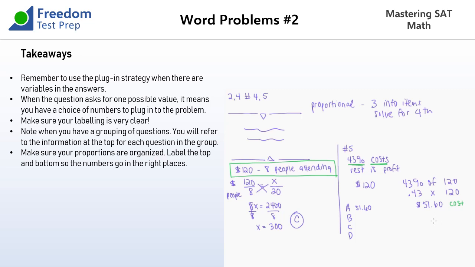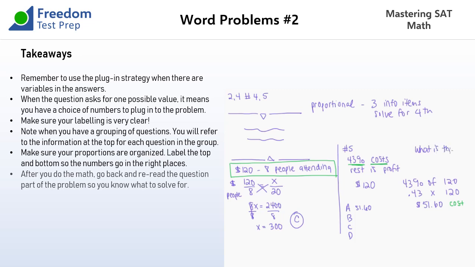Actually, I should have told you to do this before: in the question where it says, what is the profit, circle it. This is what we want. You could circle the whole phrase or just the word profit. So A is not it. That is our little sucker answer, because here it says the rest is profit after we put the 43% into cost.